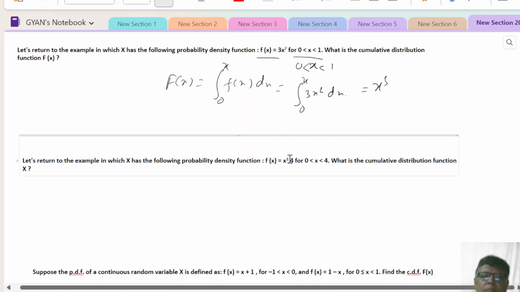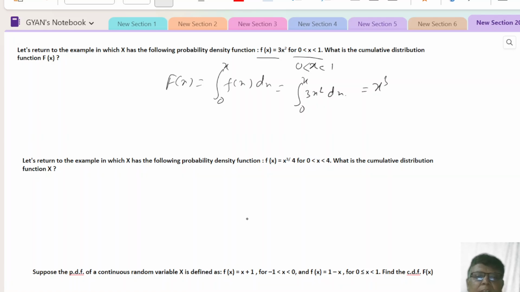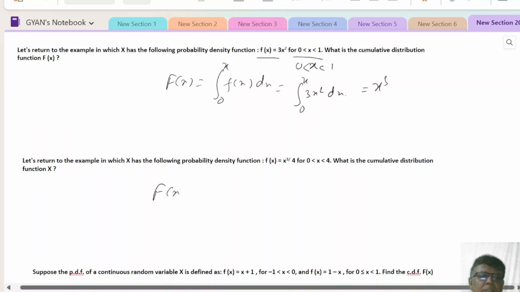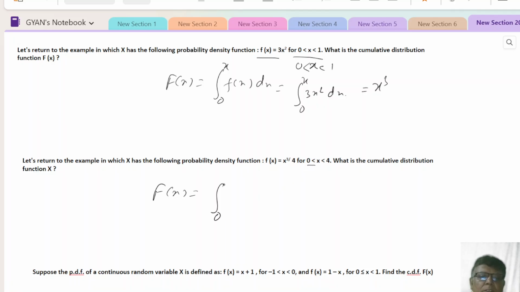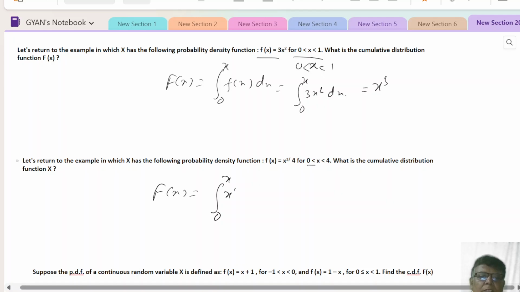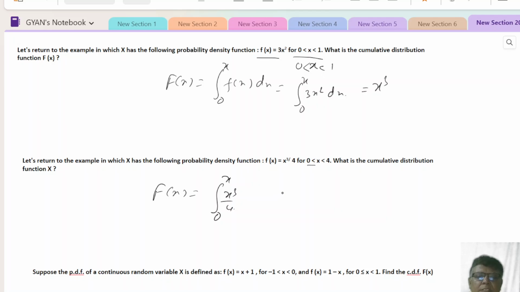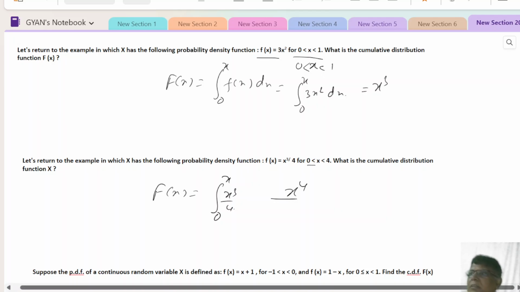X cube by 4. So what is the little research here? That the probability distribution is 0 to 4. What is the cumulative distribution function? So F(x) is equal to, again starting from 0, the integral of 0 to x of x cube by 4, so x to the power 4 by 4, so x to the power 4 by 16. So x to the power 4 by 16 is the answer.